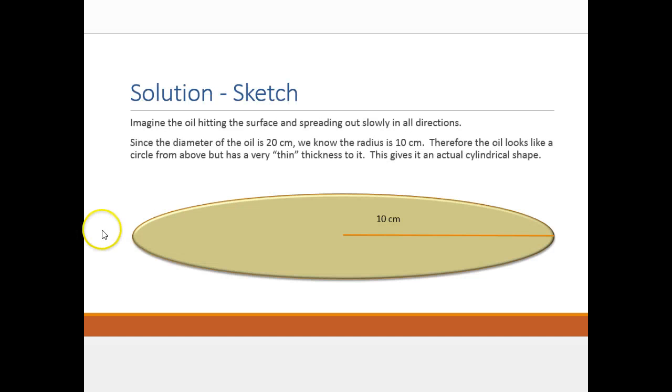Imagine the oil hitting the surface; it's going to spread out evenly in all directions. We know the diameter is 20 centimeters, so therefore we know the radius is 10 centimeters. The oil is going to spread out in a circle, but it's going to have a very thin thickness. Basically this gives it a cylindrical shape. Remember, a cylinder has a circular top with a height. The height's going to be very minimal in this case, but we are going to be able to calculate the thickness of it.